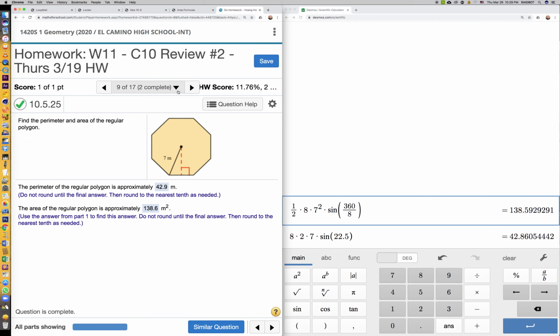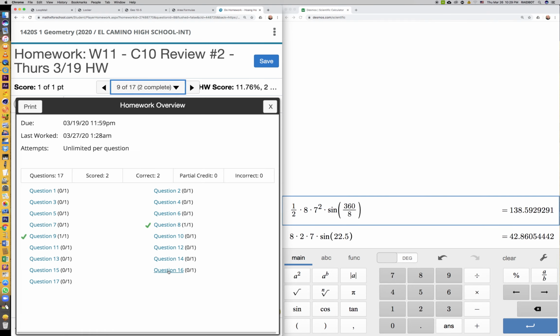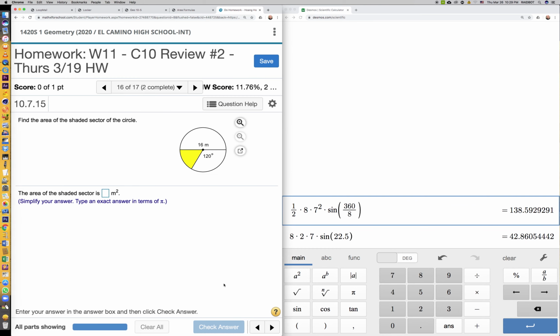Let's move on to question 16. 16. So you got the diagram. You need to find the area of the shaded sector of the circle. So you need to know the measure of the arc of this sector from here to here.